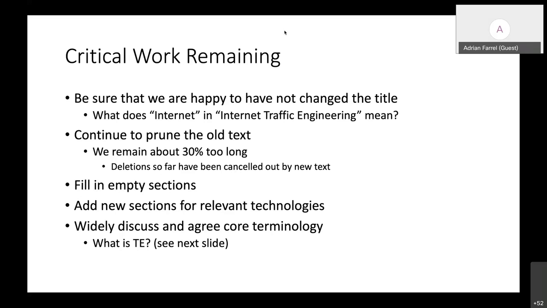We need to continue to prune the text. I think the document is still about 30% too long. It's interesting to note that we've remained about stable through all 10 versions by deleting text to match what we've been adding, but we haven't really managed to cut down the quantity. Fill in empty sections and add new sections, as I mentioned before. And then probably the most important thing is to widely discuss and agree the core terminology. So that's discussed within the working group, but also across the whole area, and maybe even more widely in the IETF. So what is TE? Next slide.